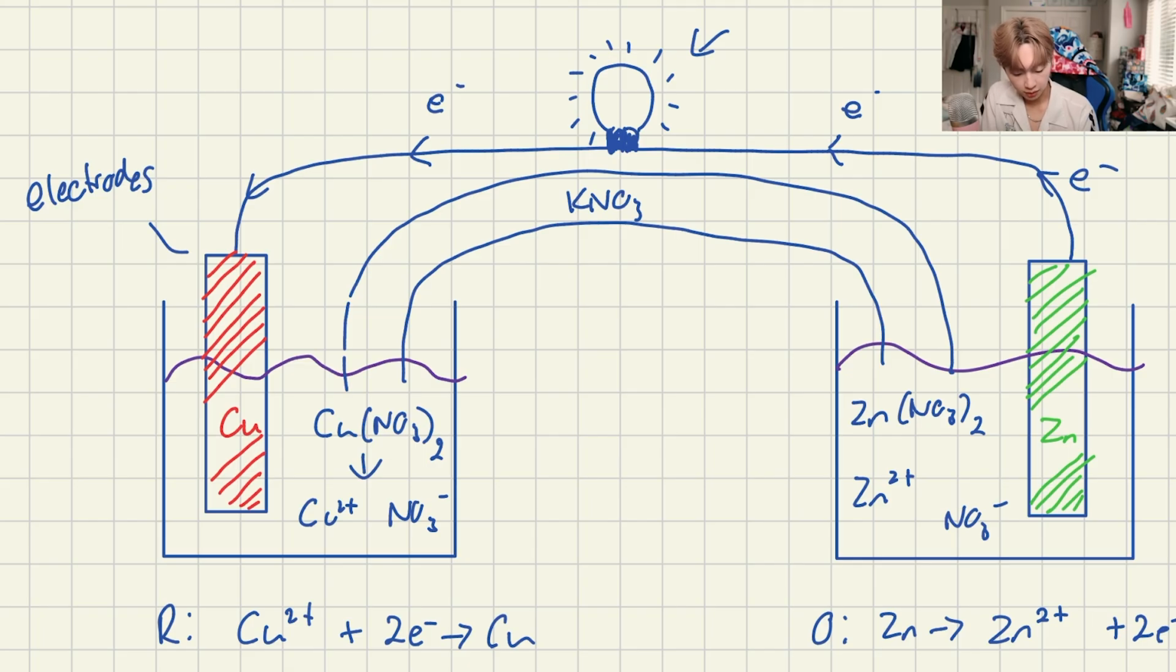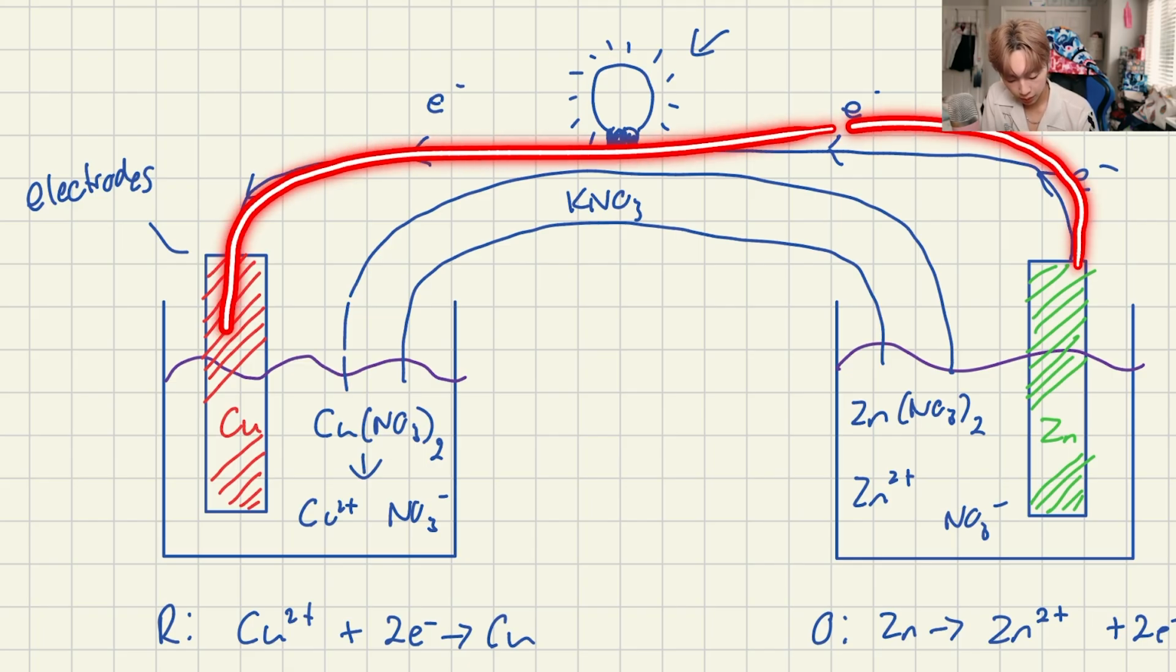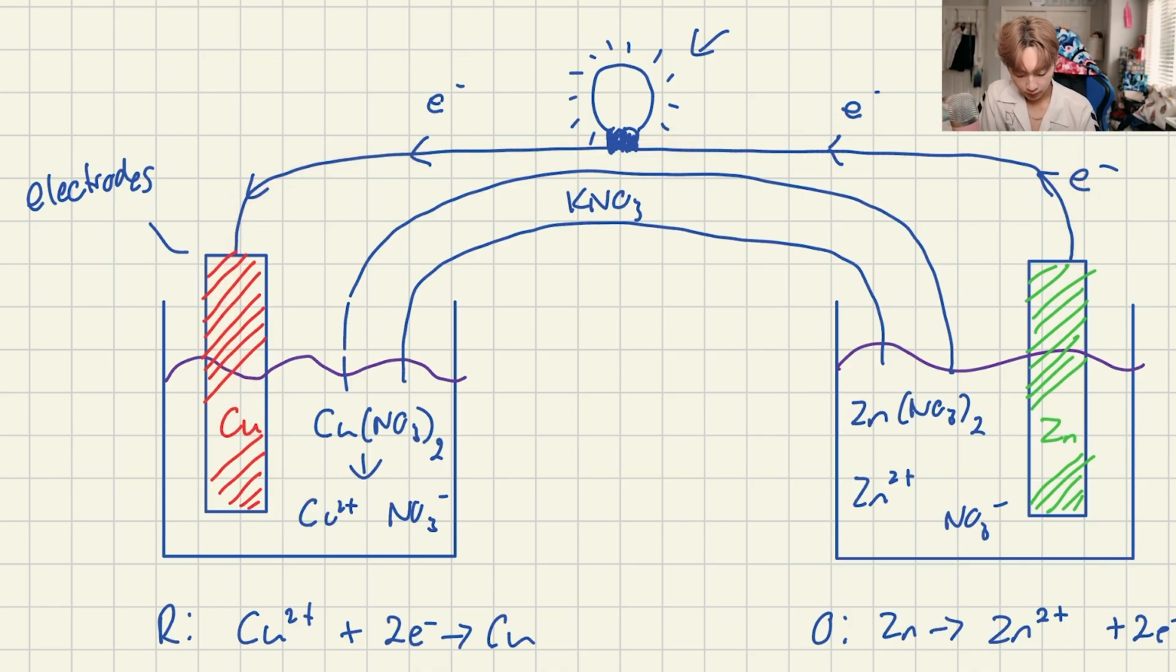And once this electron that came from zinc comes all the way here and reacts with this Cu2 plus in the solution, this is what's going to happen. You're going to be forming more copper metal. So what you'll see is an additional layer of copper being formed, like this.